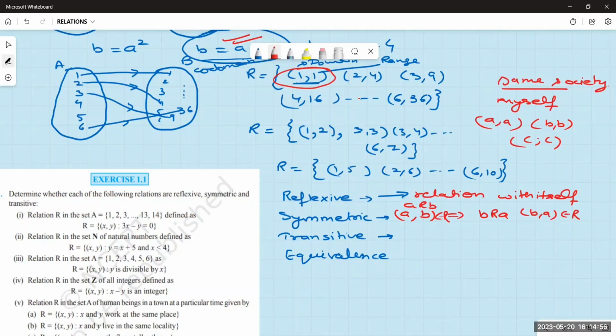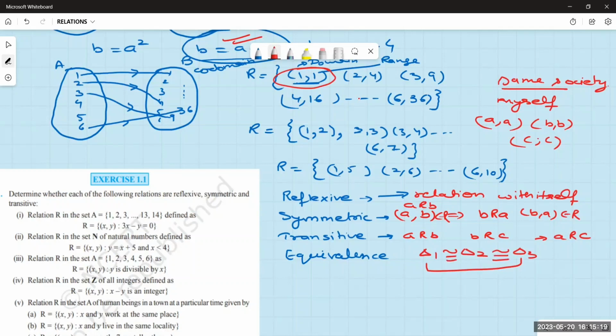Next is transitive. When A is related to B, B is related to C, then A is related to C. Example, triangle 1 is similar to triangle 2. Triangle 2 is similar to triangle 3. So isn't triangle 1 similar to triangle 3? Yes, ma'am. Same is for congruency also.